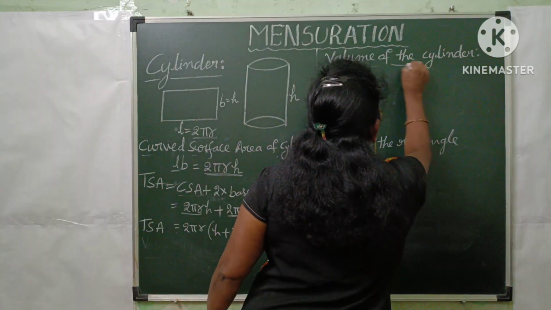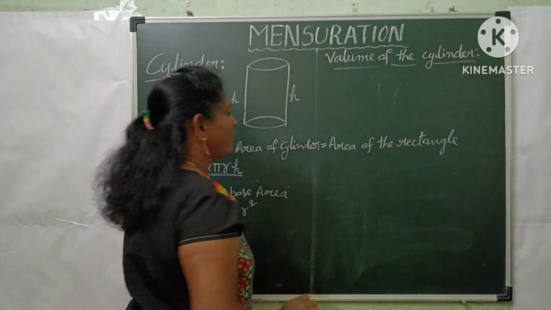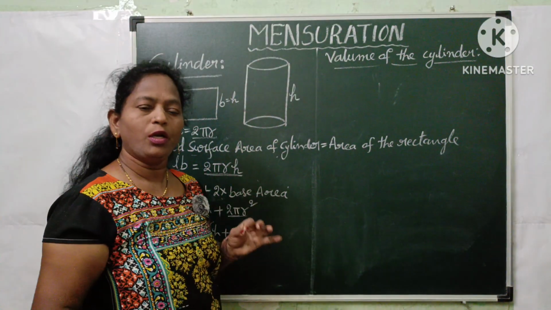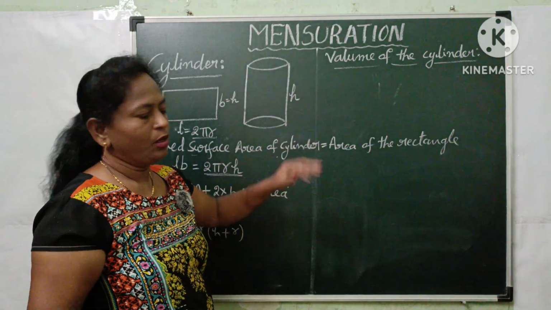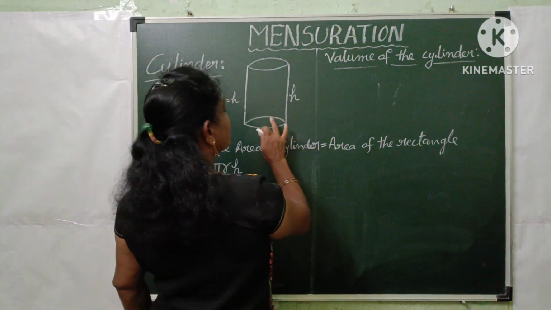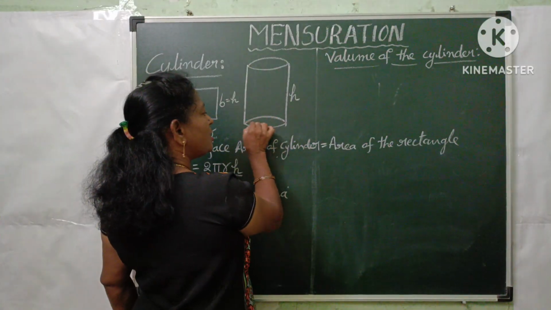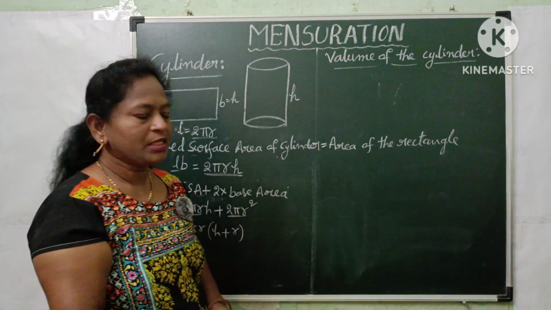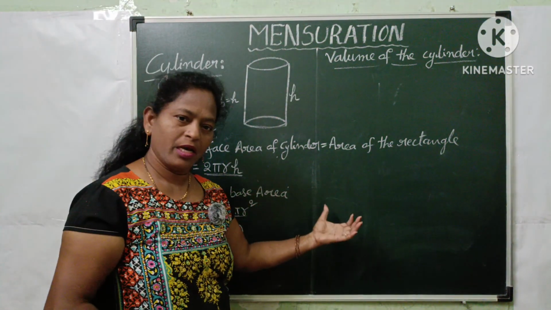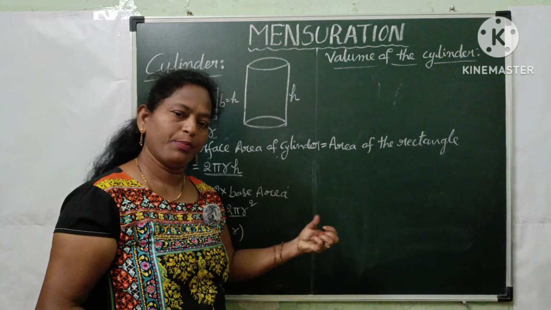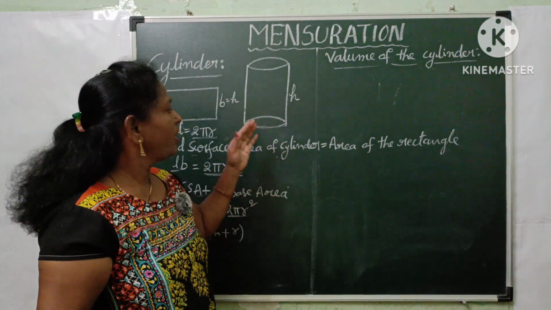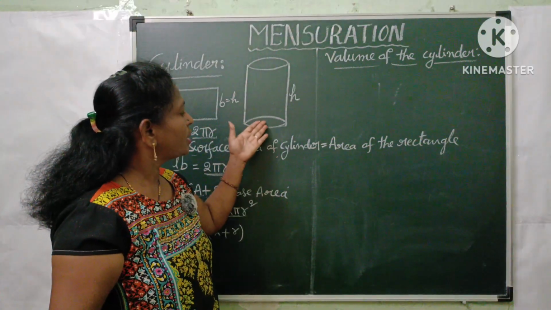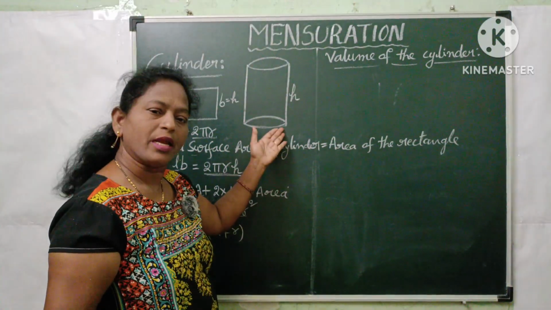Volume of the cylinder. Volume means base area into height. Here, what is the base area? The base of a cuboid is a rectangular shape, of a cube a square shape, and in a cylinder a circular shape. Here the base area is circular. The base face is a circular face.